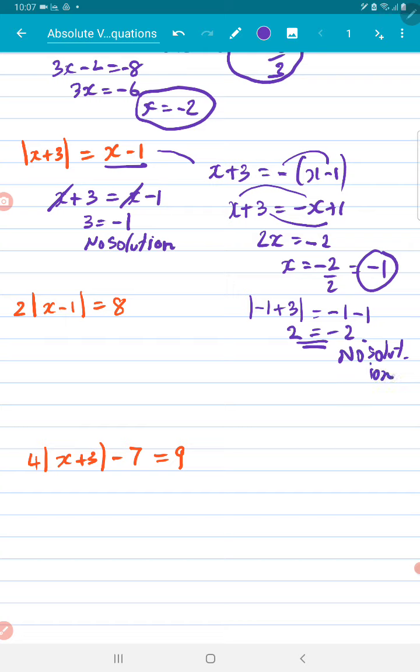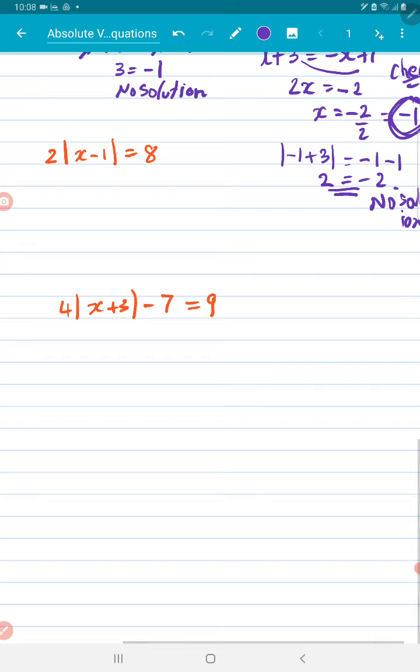Interesting. So in some cases, these questions actually have no solutions. So even though you actually get a value, negative 1, it didn't actually work when we put it back into the equation. So that's why it's very important to check all of your solutions, okay?